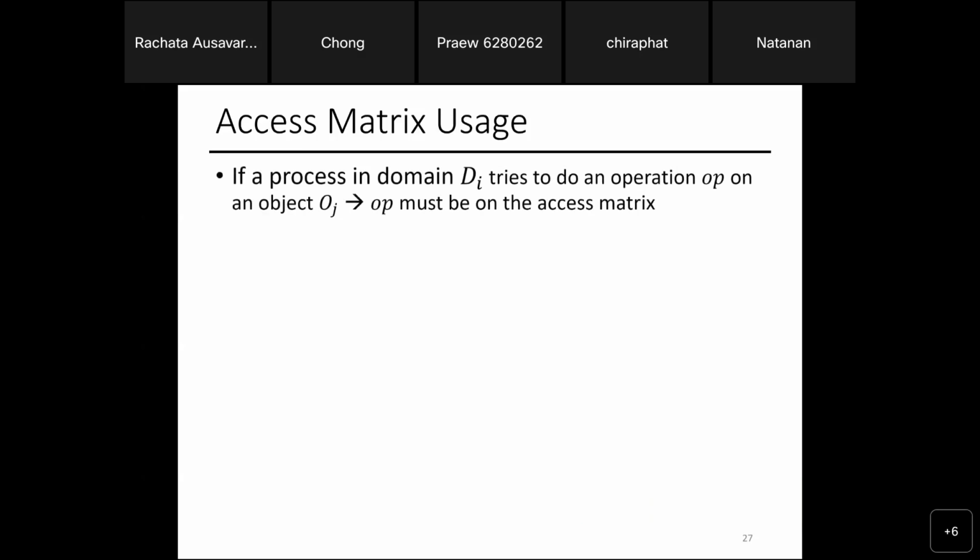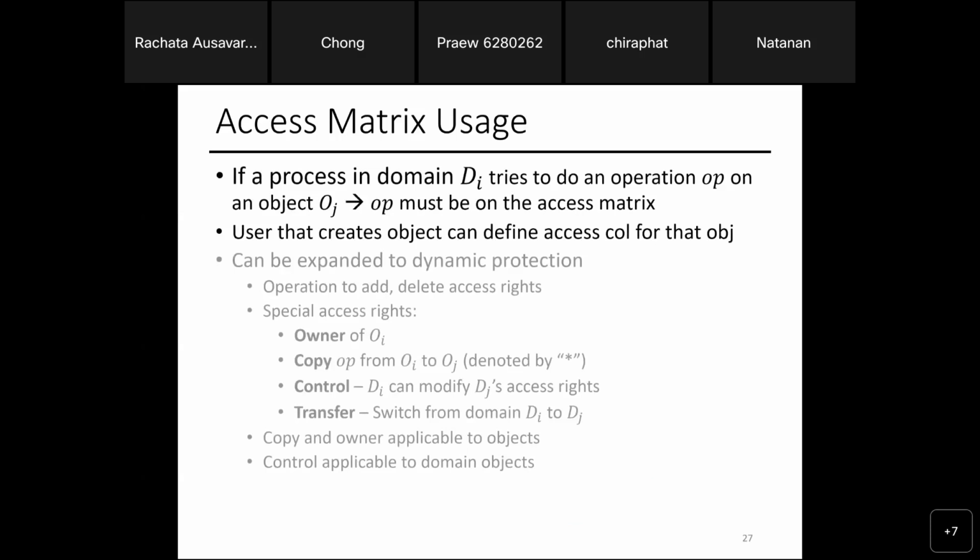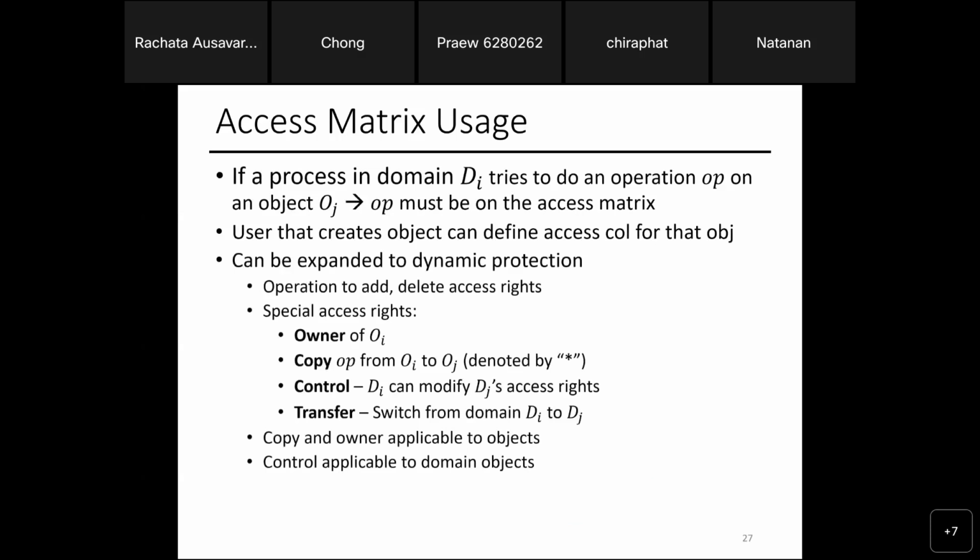So for the process in domain Di, to try to do an operation op, it must be on the access matrix. This is kind of formalizing the definition. If I can do that operation, it means that on the access matrix, that operation has to exist. A user can create objects that define the access column for that object. Let's say I create a new object, right? I can then define who can do what. And it can be expanded dynamically. Basically, I can keep expanding this.